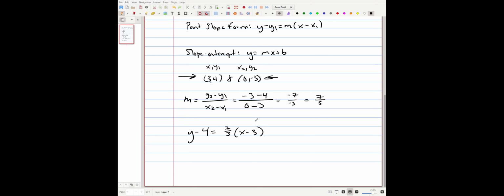And now we can do algebra, distribute. So we have y minus 4 is equal to 7/3 times x, 7/3 times negative 3. The 3's are going to cancel out because this 3 is on the bottom and this 3 is on the top. So we get negative 7. And now we're going to add 4 to both sides. And we get y is equal to 7/3x minus 3. And that becomes the equation of our line.